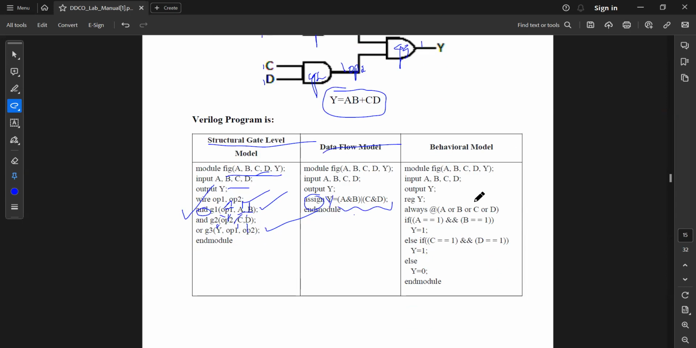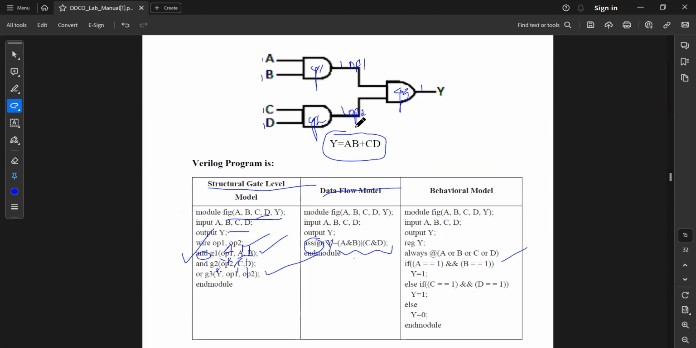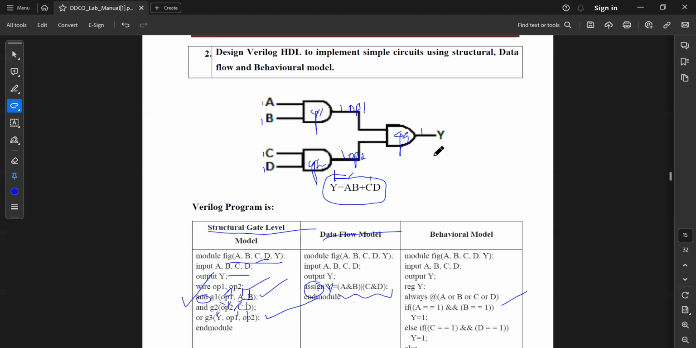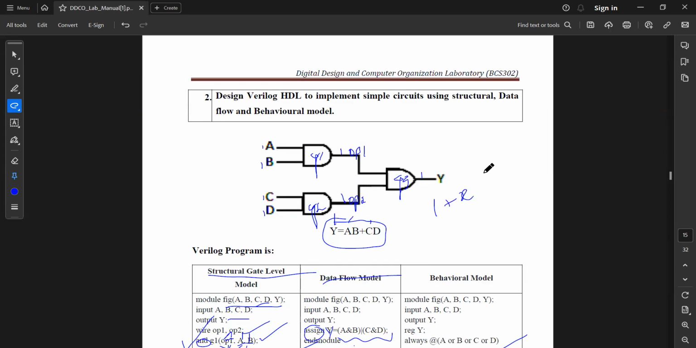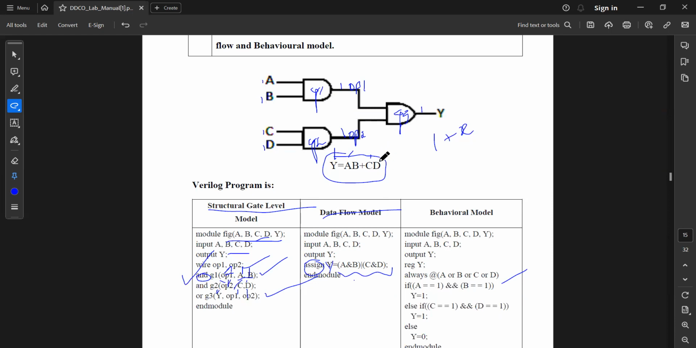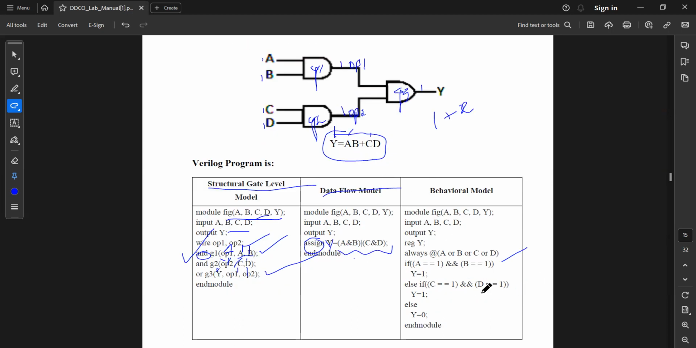Then coming to the behavioral model, it's nothing but basic Boolean algebra. Observe this expression carefully. For Y to be 1, any of these two values should be 1. Either A into B should be 1 or C into D should be 1. Why so? Because in Boolean algebra, anything plus 1 will be 1. Even if both these values are 1, we don't need to care about the other value. That's what we write here.